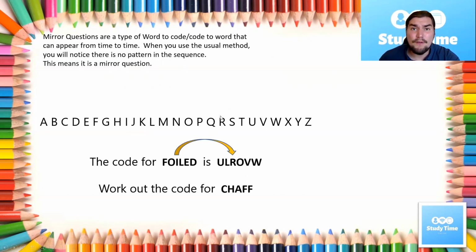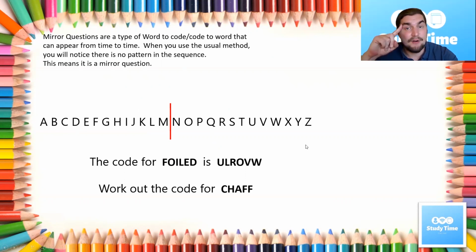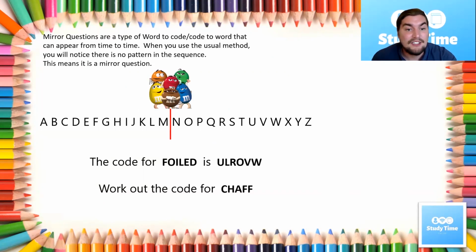It's going all over the place. It's going up and down. The numbers are big or they're little. Now, if this happens, it's a mirror question. What you need to do is find the middle of the alphabet. Sounds hard, but it's easy to remember. The middle of the alphabet is my favorite sweeties, M&Ms. So find the letter M and N, just put a line in between.